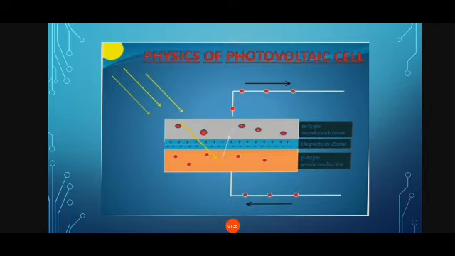The operation of photovoltaic cells requires three basic attributes: the absorption of light generating either electron-hole pairs or excitons, the separation of charge carriers of opposite types, and the separate extraction of those carriers to an external circuit. This is the diagram showing the working of a photovoltaic cell. Let us see.